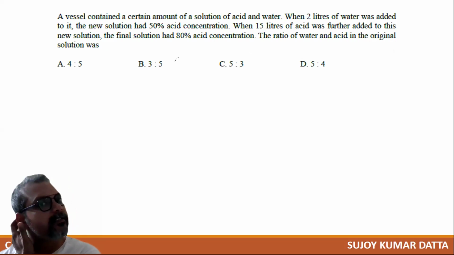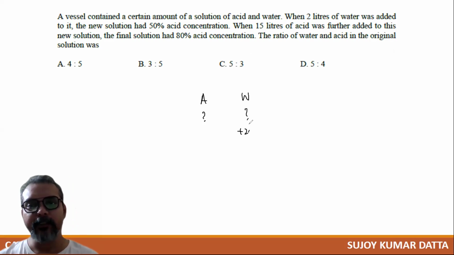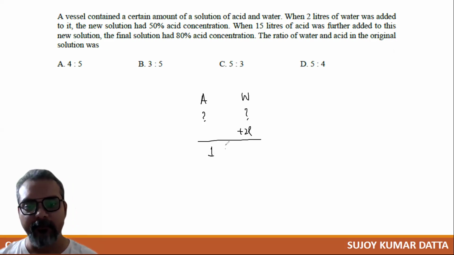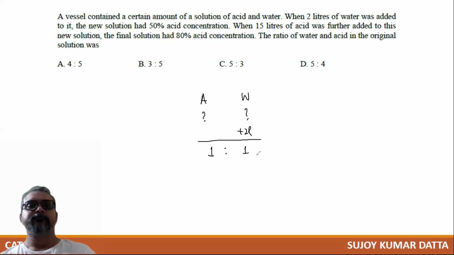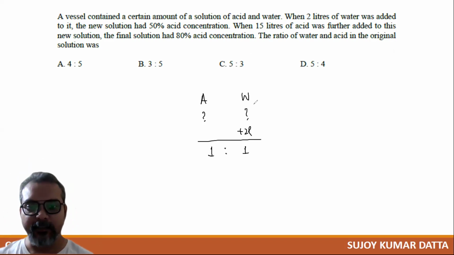So this one says a vessel has a certain amount of acid and water. You don't know how much it is, but then you add 2 liters of water to this, and now you have a solution that is 50% acid. So that means it has become 1:1. All right. Next, we are saying that with this, you are adding 15 liters of acid. So we add 15 liters of acid here.